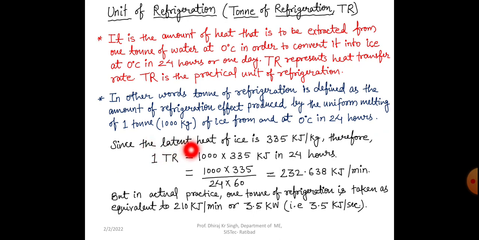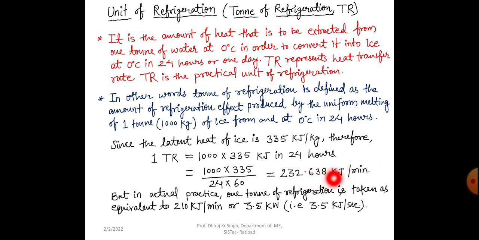So dear students, latent heat of ice we all know is 335 kilojoule per kilogram. So how will we find out the value of 1 TR, that is 1 ton of refrigeration? 1000 kilogram into 335 kilojoule in 24 hours. So 1000 into 335, and since we have to find how much heat we extract or supply in 24 hours, we divide it by 24 into 60. 24 hours can be converted into minutes by multiplying by 60. So we get the result 232.638 kilojoule per minute.